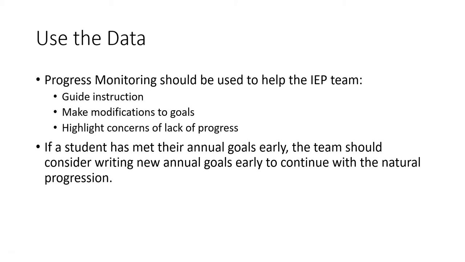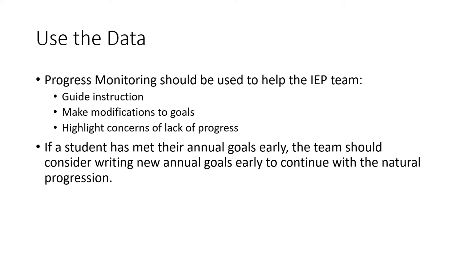On the other side, if a student is doing really well and is meeting all their annual goals, surpassing their benchmarks, and is meeting all their annual goals early, we really should consider writing new annual goals early to continue with their natural progress, especially if they're doing them maybe 2 or 3 or 4 months in advance of their annual goal. We may want to up that progress.